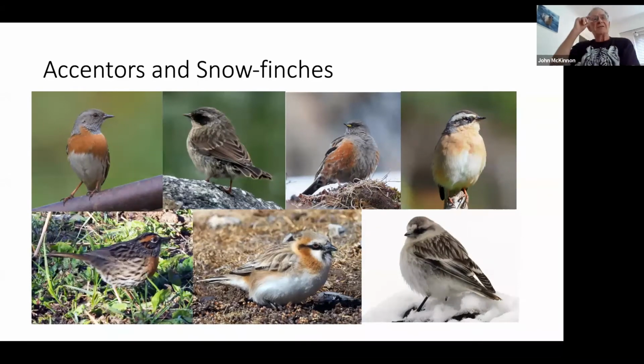So the accentors, which Europeans at least will think of as the dunnocks, there are several species and they're quite prominent. And snow finches are also very prominent small birds on the plateau. The bottom right hand, two of those are snow finches. So we see a lot of those.